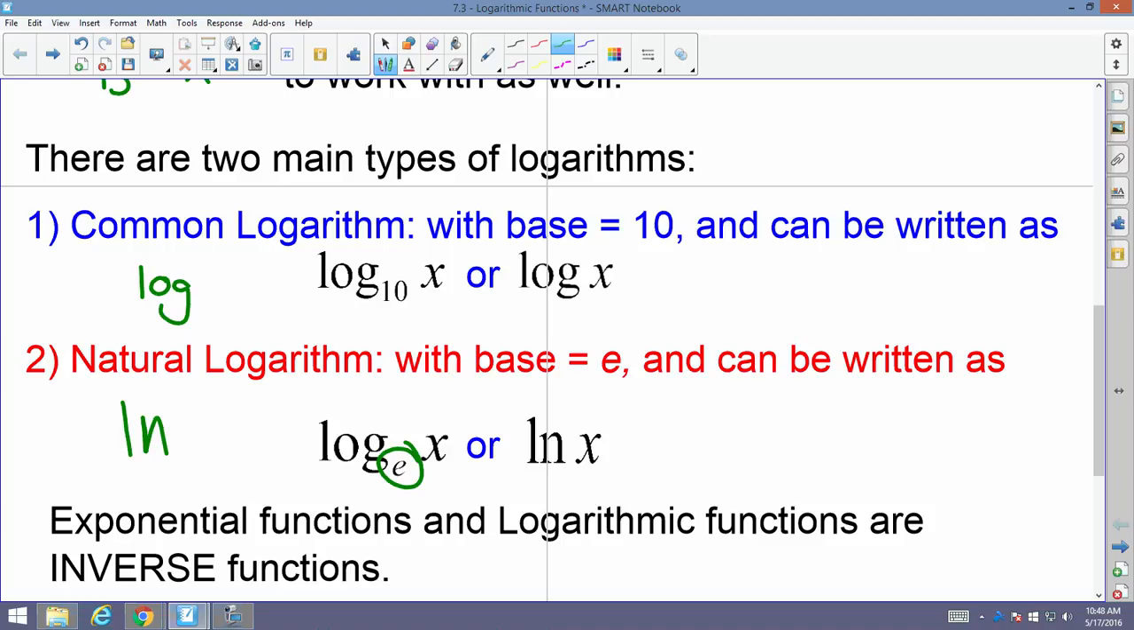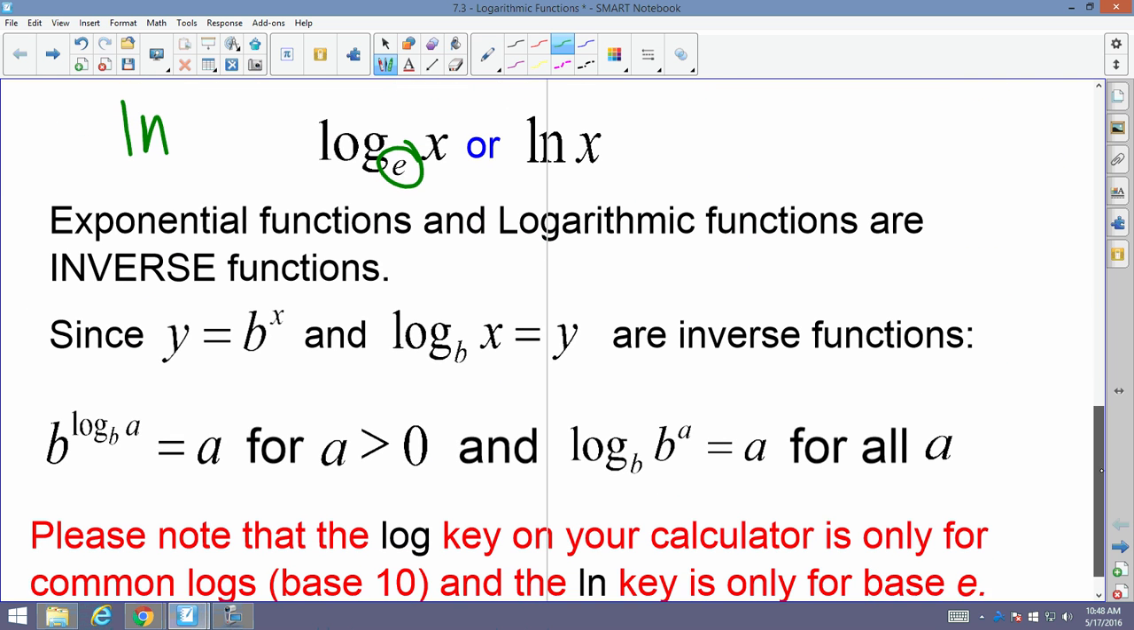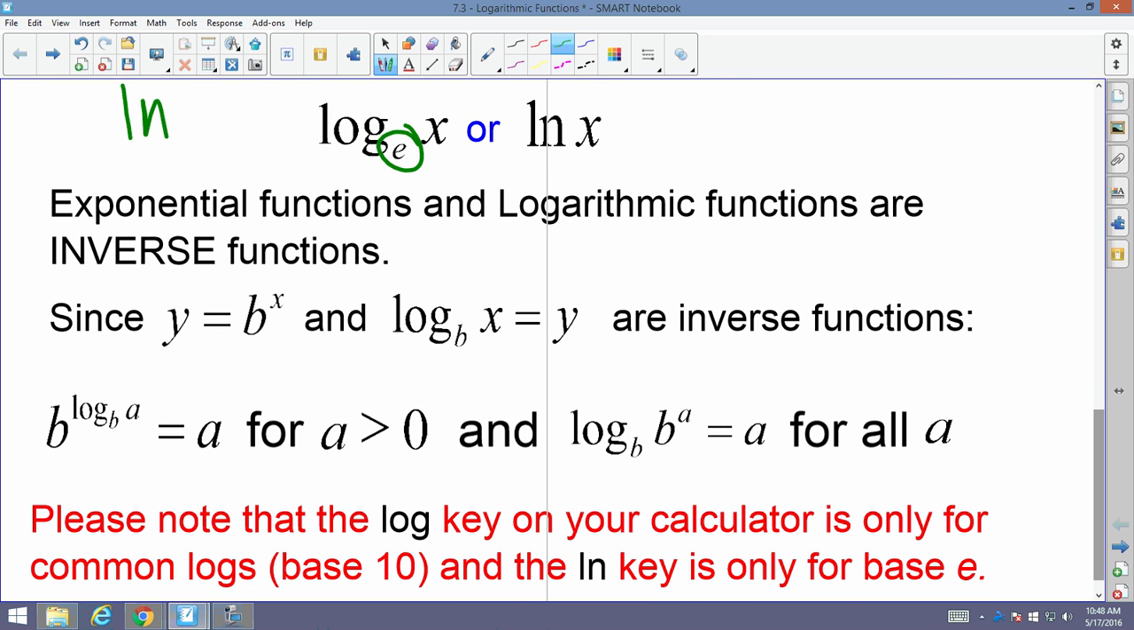Now, exponential functions and logarithmic functions are called inverse functions. If you think about this, y equals b to the x power. Or actually, you know what? I should have put x equals b to the y power. So if you think about this, in this particular case, we're inverting it. Okay? This guy and this guy are inverse functions.